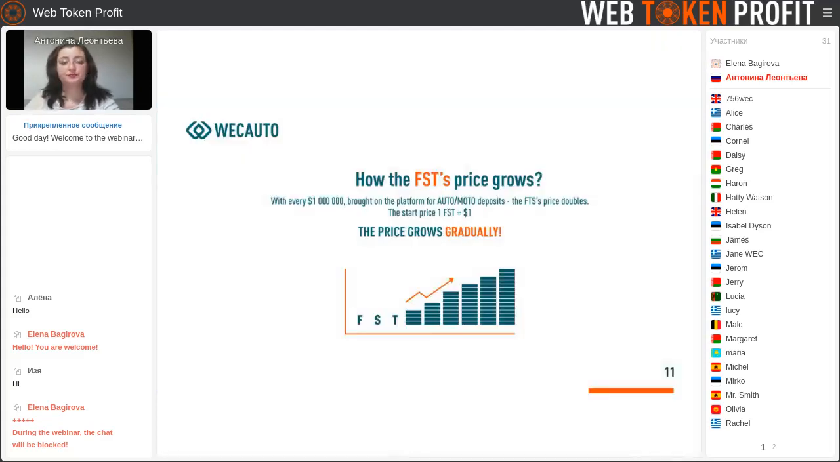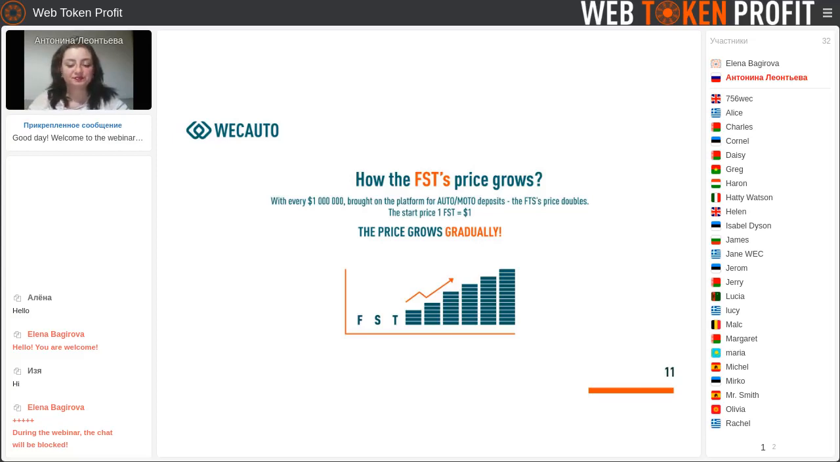Next, and this is an important theme, how the Faster price grows. Why is it very important? Because lots of our partners understand the marketing of this program and begin making deposits every day. And so many partners are now staying in line to make a deposit. So make your deposit faster. So look at this picture.